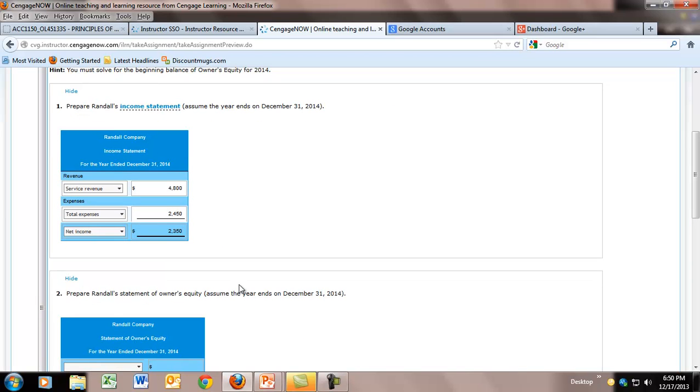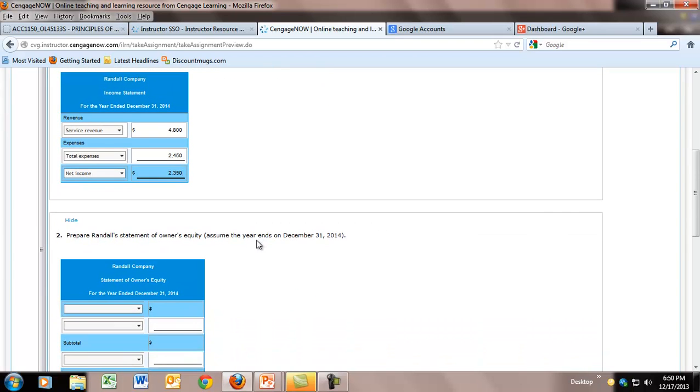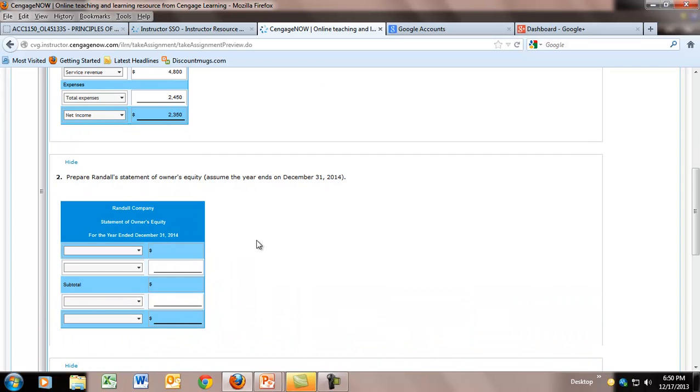Okay, so again, it is necessary for me to prepare the income statement first because I need that net income amount in order to prepare the statement of owner's equity. So now we move on to the statement of owner's equity. Now the statement of owner's equity shows the changes in our owner's equity over an accounting period. So we have to take into consideration what our owner's equity was at the beginning. We have to add in any net income, add in any additional investments that were made, and then subtract out any withdrawals that the owners made in order to determine our ending owner's equity.